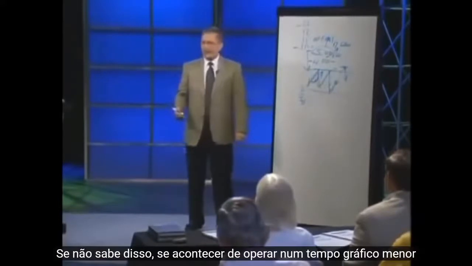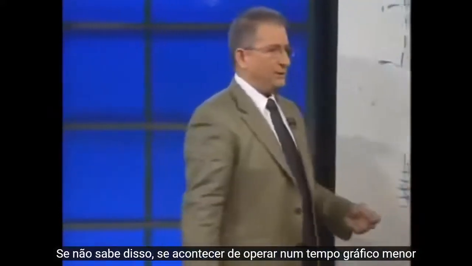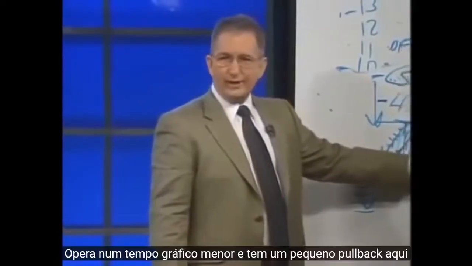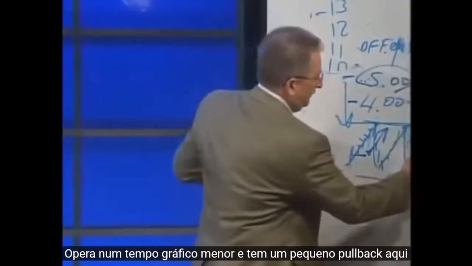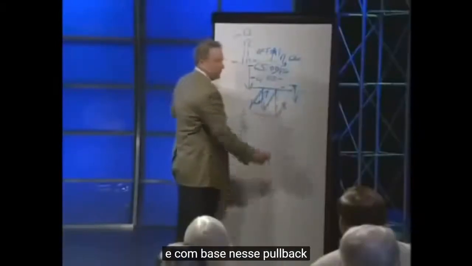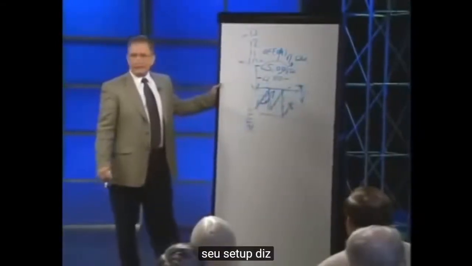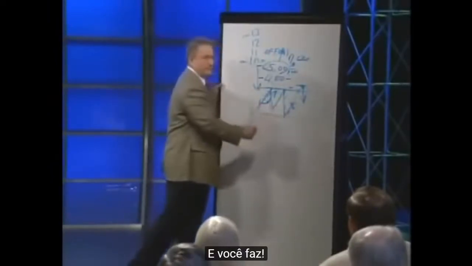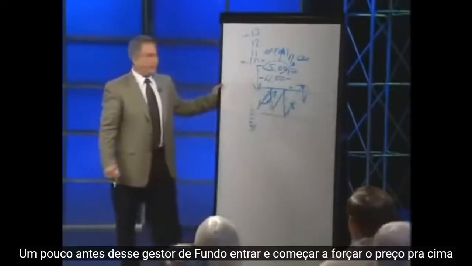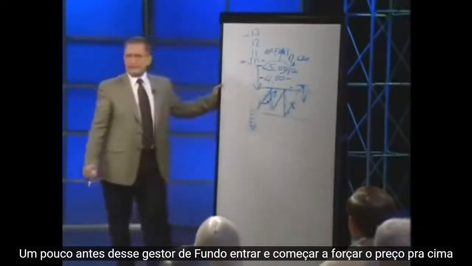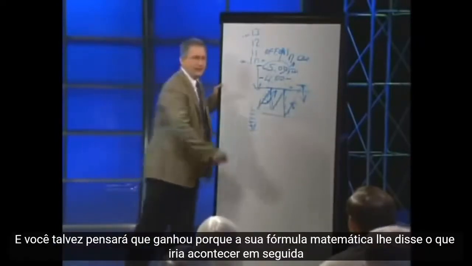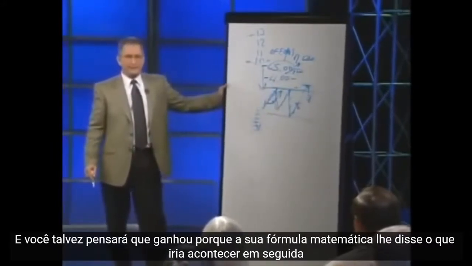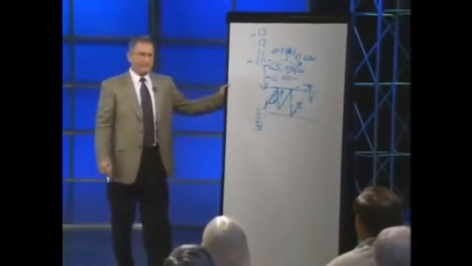But if you don't know that, somehow or another, if you're trading on a smaller time frame, and you get a little pullback right here, okay? And based on that pullback, your methodology says, okay, it's time to buy. And you do. And you do it just before this hedge fund manager comes in and starts driving the price up. See, you're going to think that the reason why you won is because your mathematical formula told you what was happening next. And that was the reason why it happened.